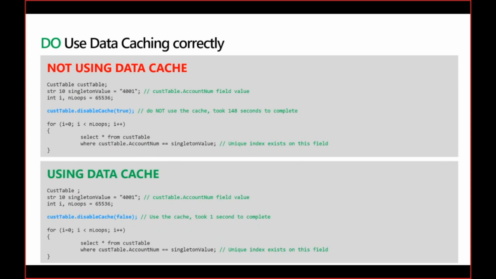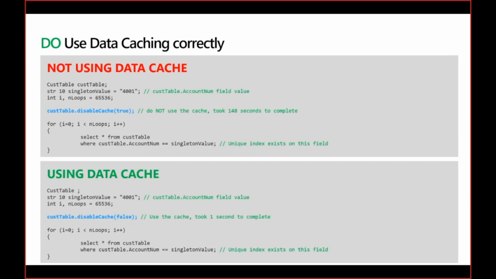There is an example, which is just like a generic example. It's not code which is ready to go in a production system, just to visualize it. At the top, we are not using caching. So the cust table, even though it had the properties all set, we in X++ coding set disable cache to true. So to not use the cache. And then we are just looping through row by row, more than 65,000 times. And we select something from the cust table.